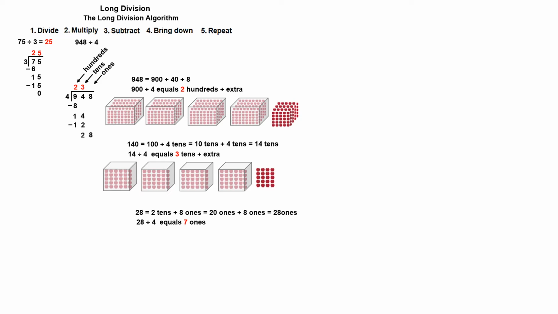We put that 7 ones right above the 8 ones. Multiply the 4 and the 7 and put the answer right under the 28. Write a subtraction sign next to the 28. Subtract 28 ones from 28 ones. Write your answer directly below the 28. Since there are no more numbers to bring down, we do not repeat the steps. The answer is 237.